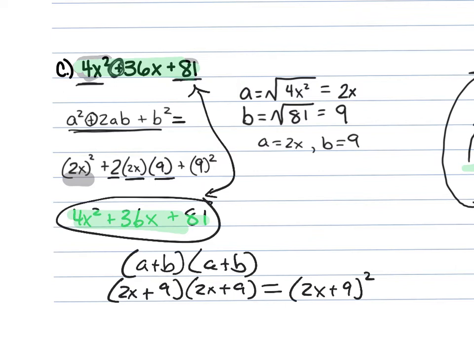Yes, sir. So you're answering with 2x plus 9 squared. Yeah, I take 2x plus 9 times 2x plus 9. That is the same thing. Imagine if we had x times x, that's x squared. You wouldn't leave it like that, something times itself. It becomes that squared.